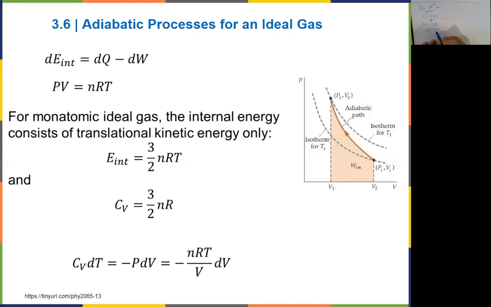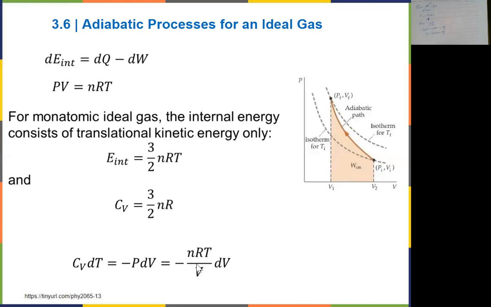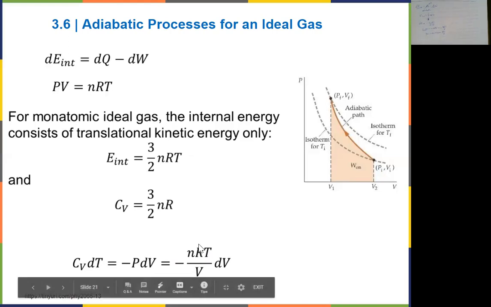For an ideal gas, you can write P as nRT over V, because PV equals nRT. So that tells you P is equal to nRT over V. Then your CV dT is equal to minus nRT over V dV. So this is for an adiabatic process. Then we are going to start from there.